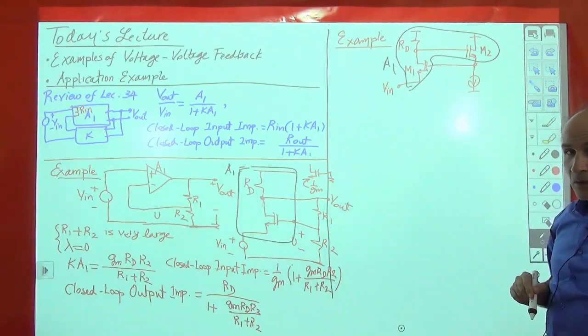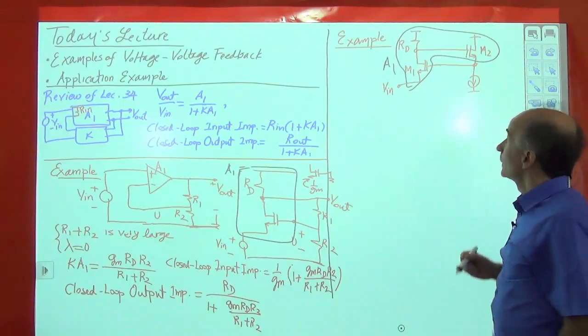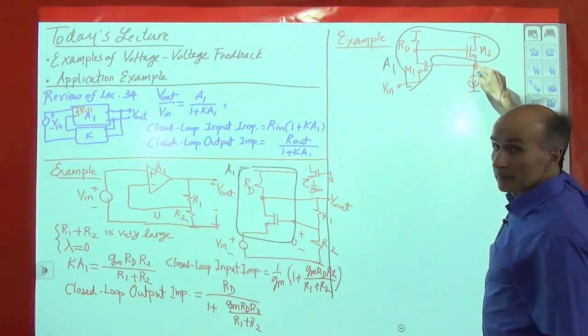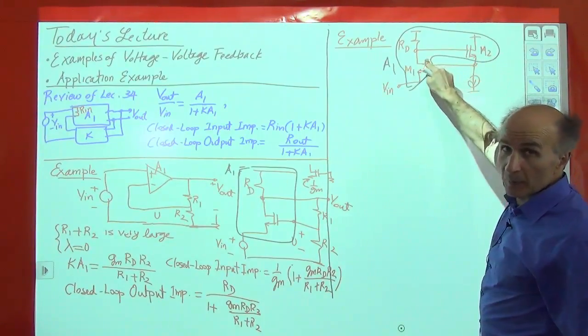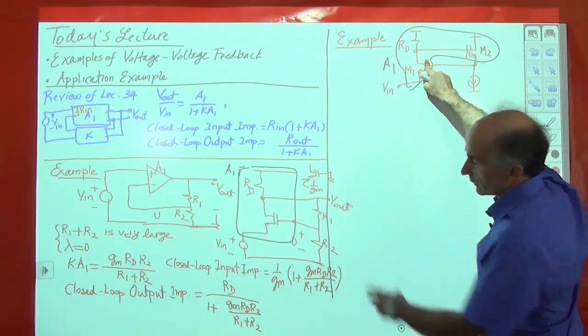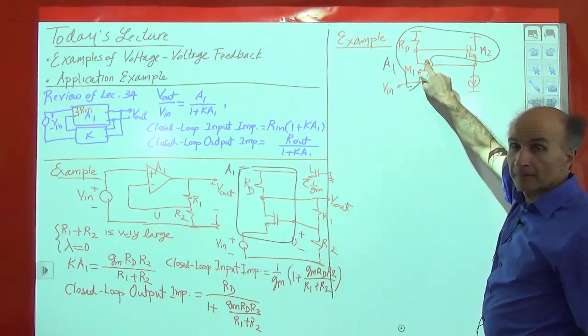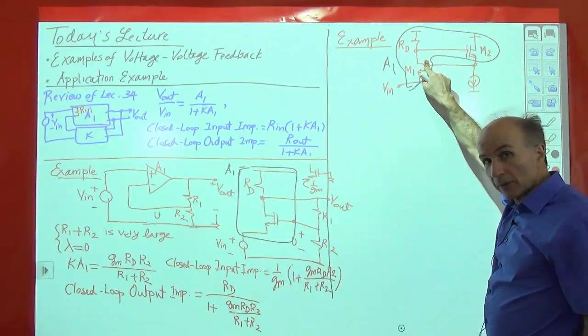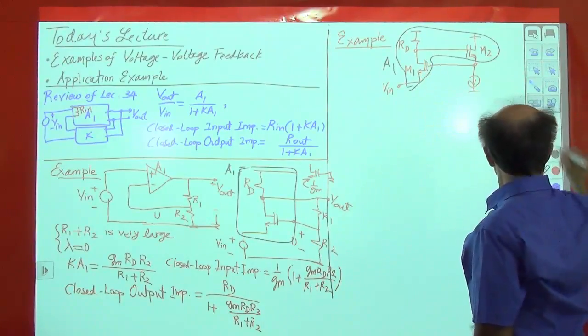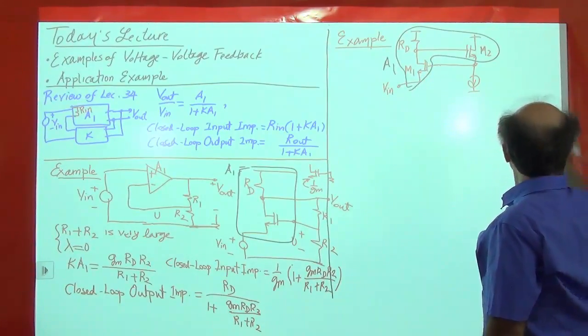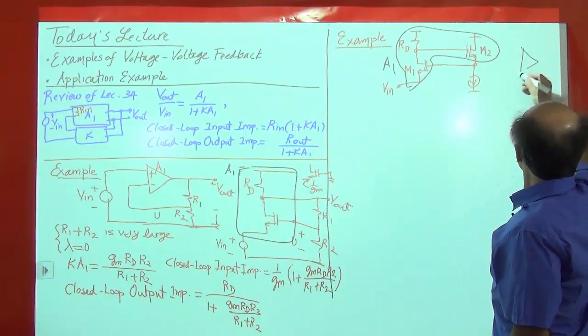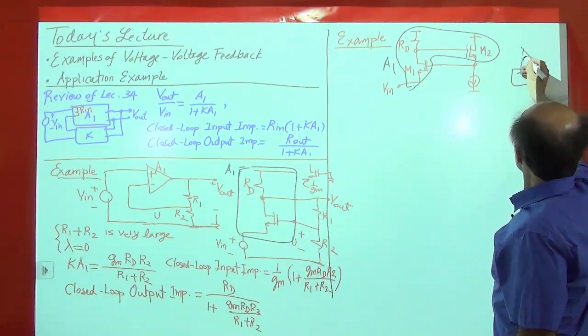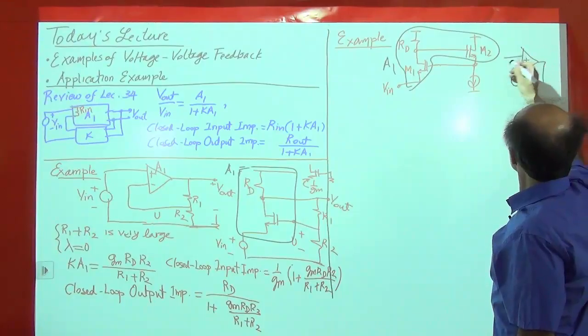Okay, so what are we doing exactly? We are taking the output of A1 and returning it to one of its inputs directly, without a resistive divider. Is that something we are familiar with? Sure. That is actually what we called a unity gain buffer in Electronics 1.